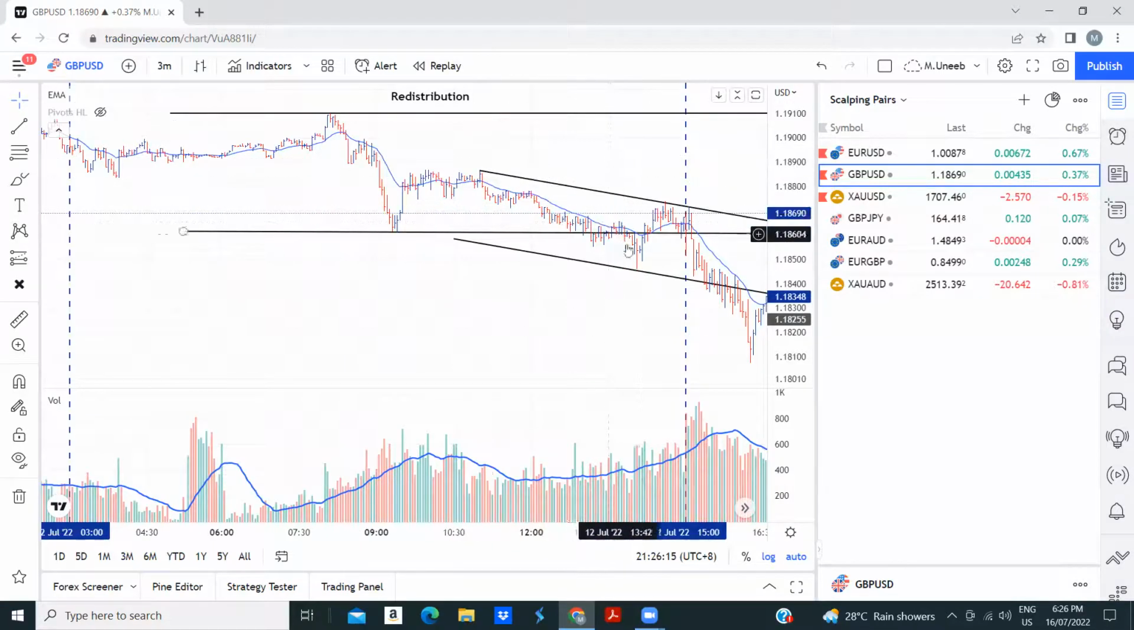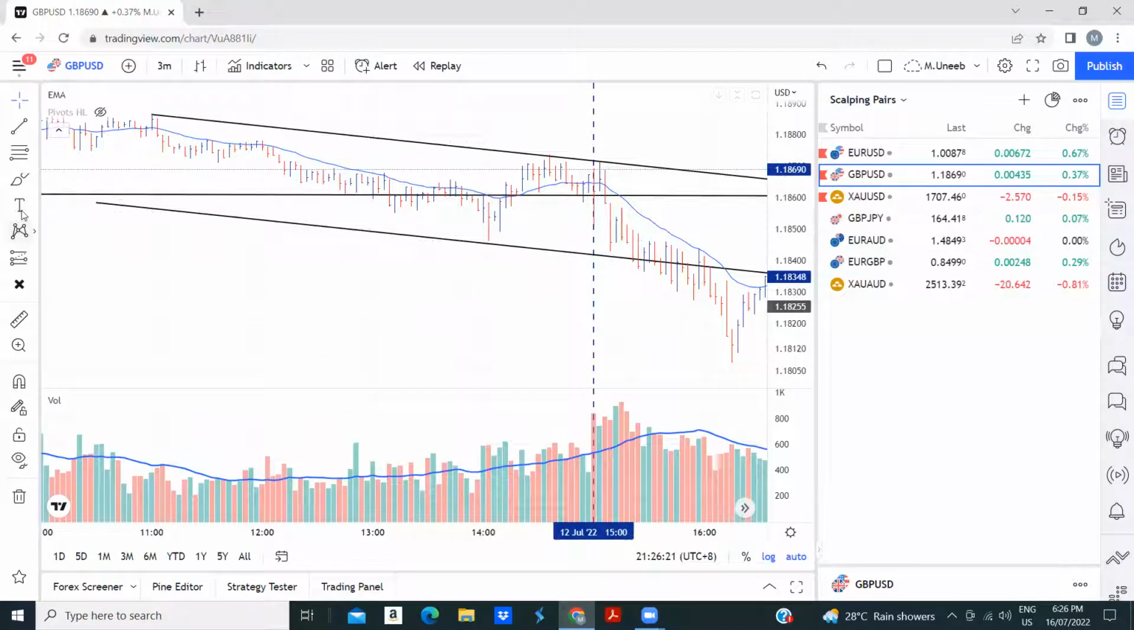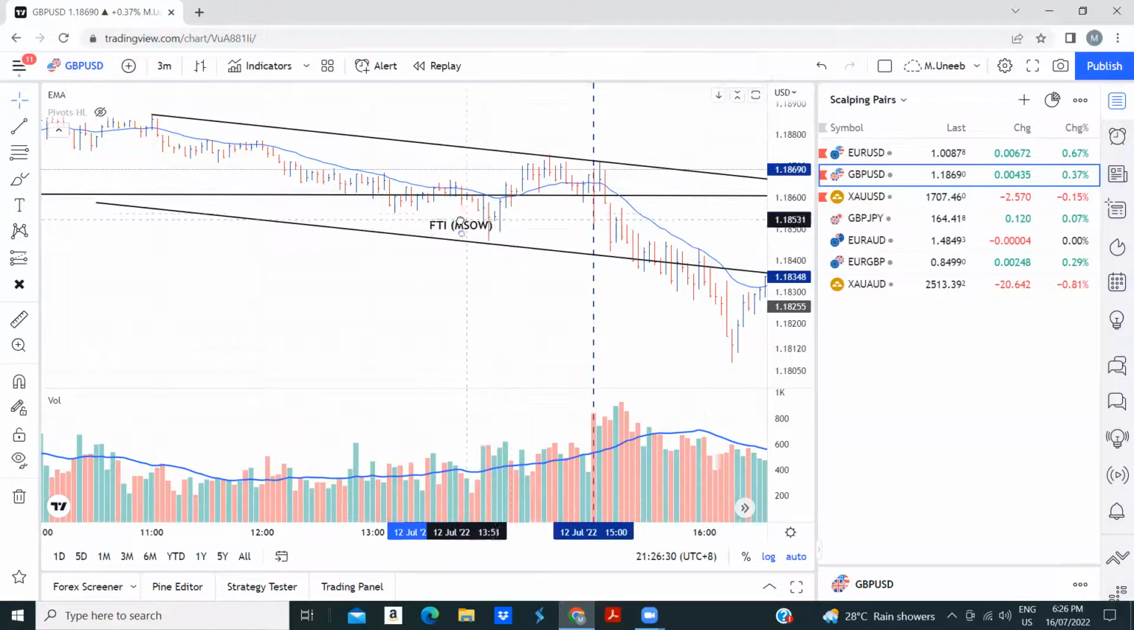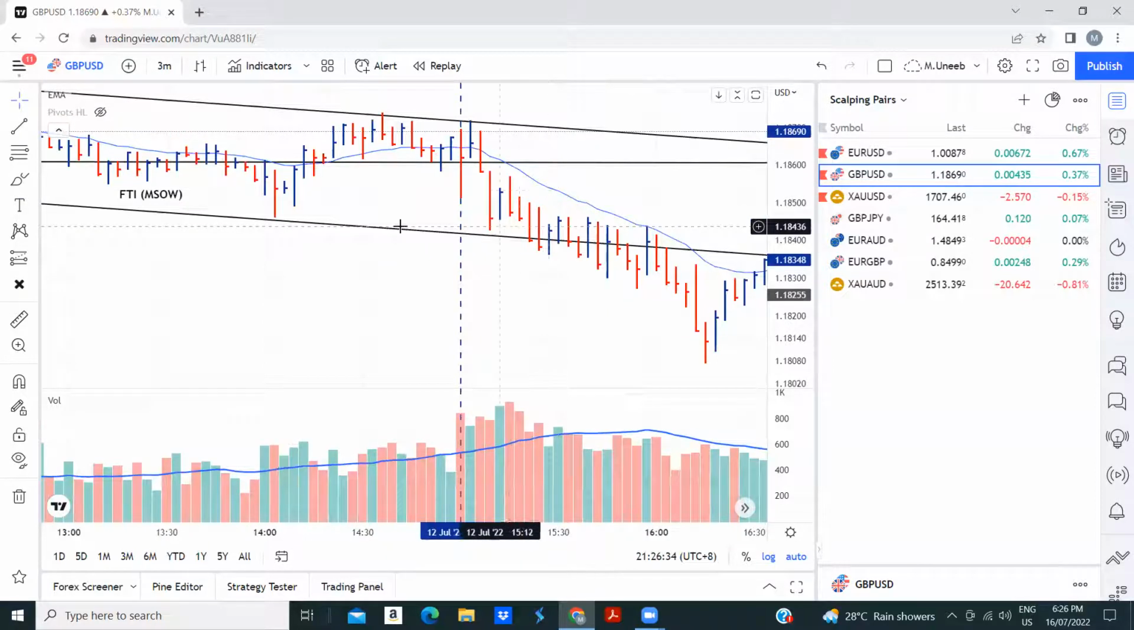We are breaking below this FTI. We have a falling through ice, right? FTI. So we have major sign of weakness because this was FTI. Am I right? Yeah. FTI. This was MSOW, major sign of weakness, right? So in the background, what do we have? We have selling in the background, right? And now we will only take a short trade.